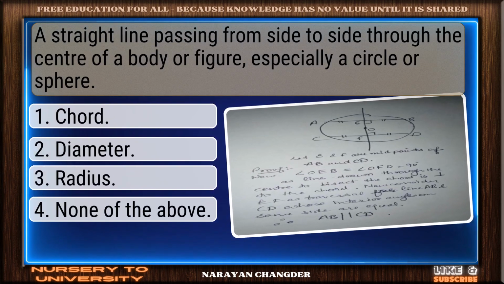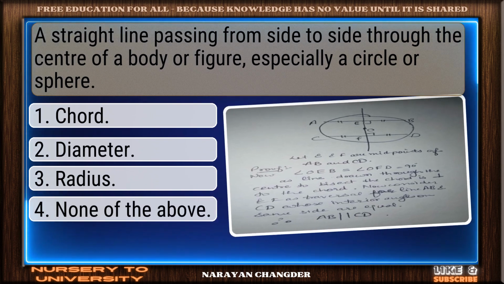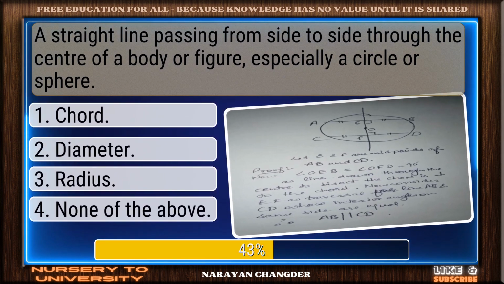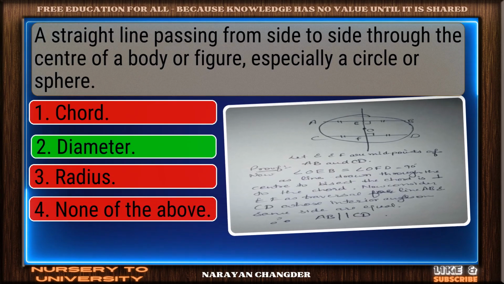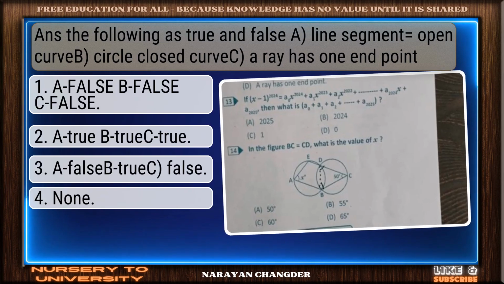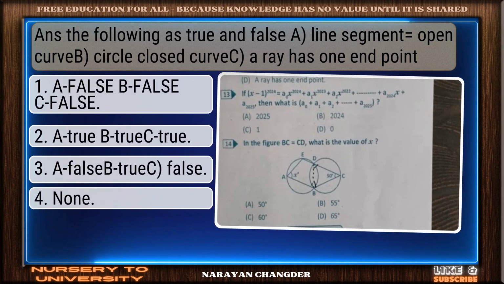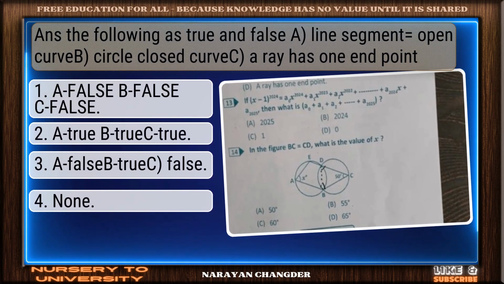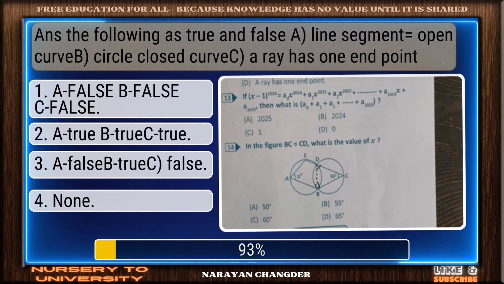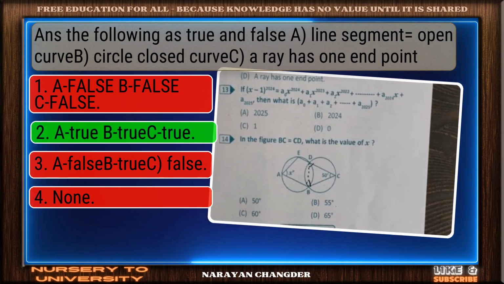A straight line passing from side to side through the center of a body or figure, especially a circle or sphere. Right again. Diameter is a valid answer. Answer the following as true and false. A line segment is equal to open curve. Circle is a closed curve. Ray has one endpoint. Correct. True, true, true is the right answer.